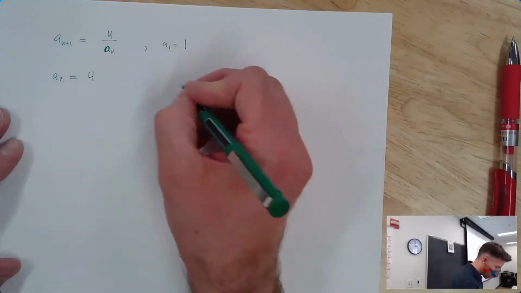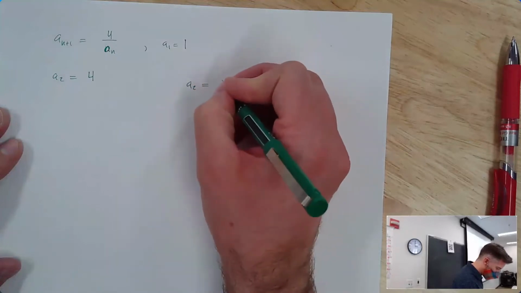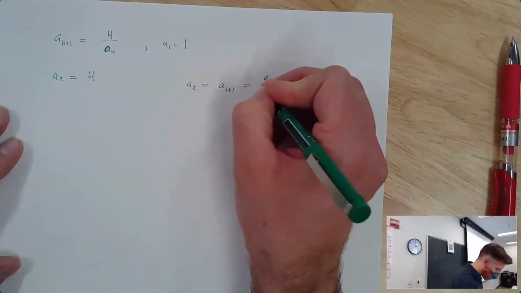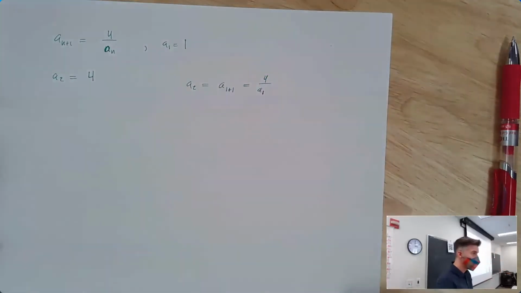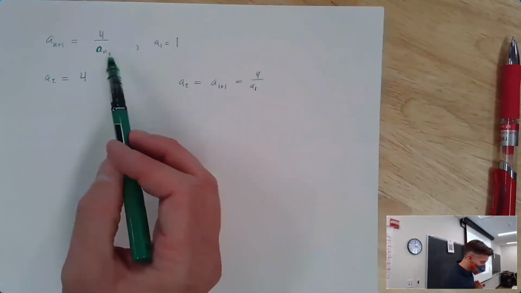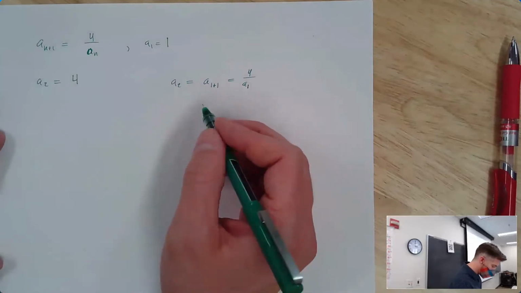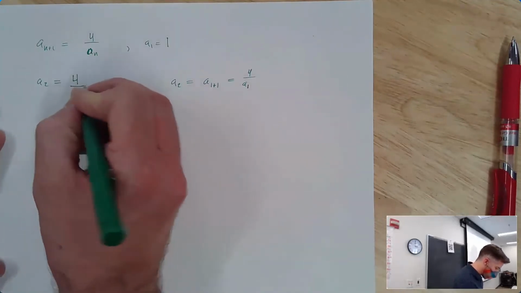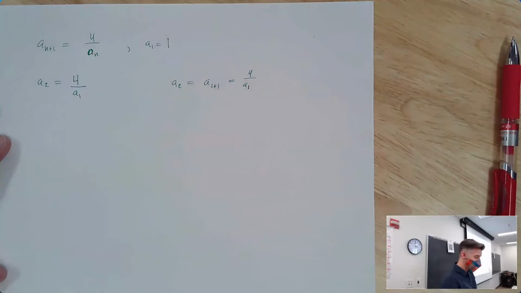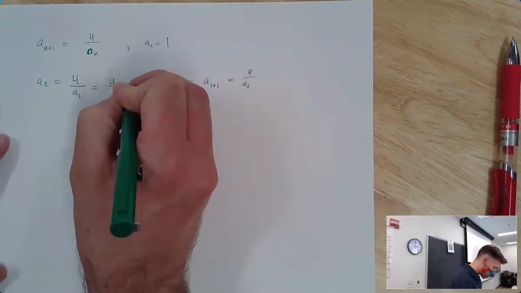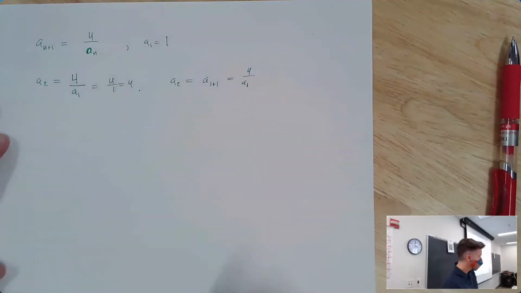So a sub 2 is, a sub n plus 1 is equal to 4 over a sub n. And that's how this recursive sequence works. You're taking the previous term and substituting in there to get the next term. So for this one, our a sub 2 should be 4 divided by a sub 1, and we're given a sub 1 equal to 1. So a sub 2 is 4.